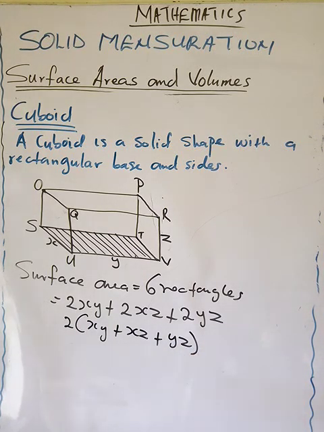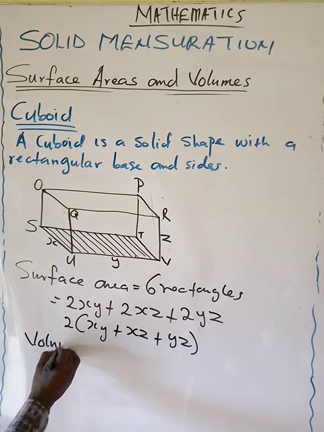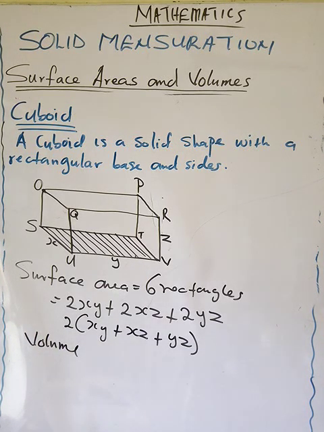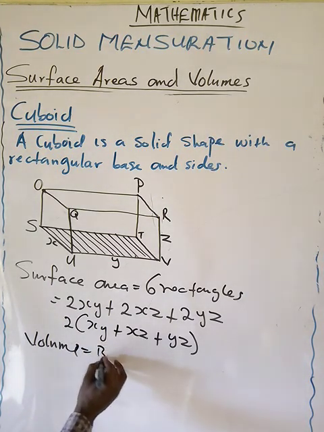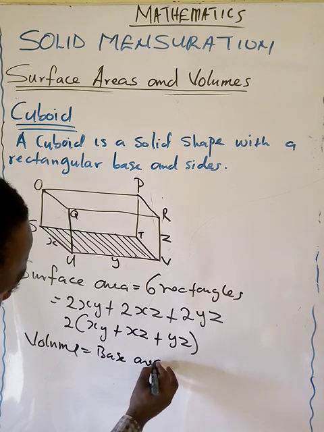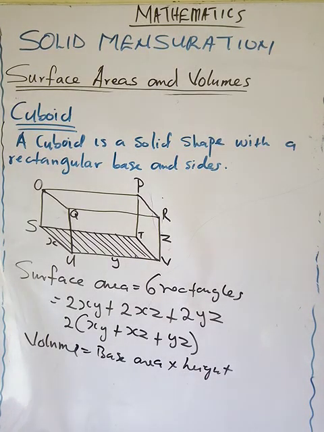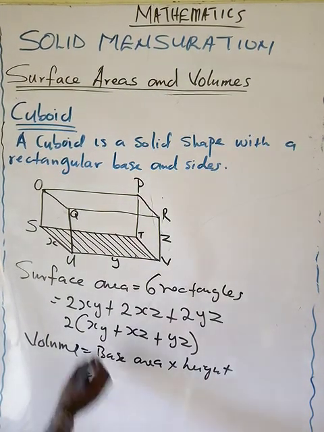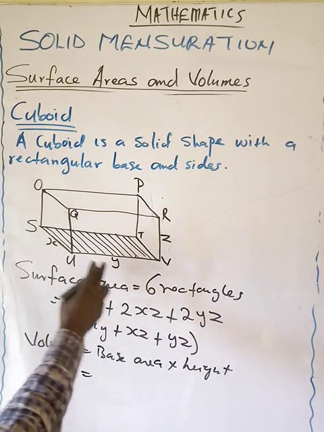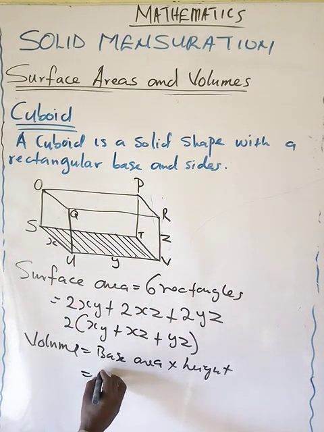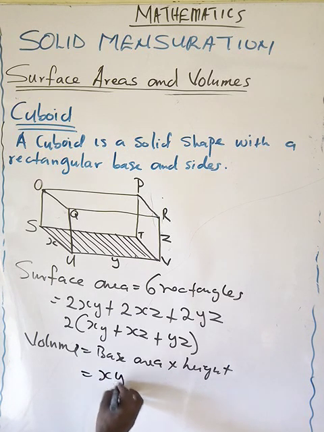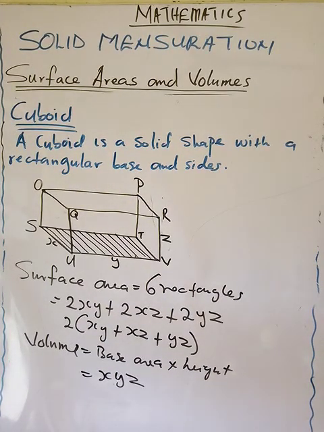So let's look at the volume. To calculate the volume, what we use is base area times height. Then our base area here is x times y times z. Base area times height: x times y times z.